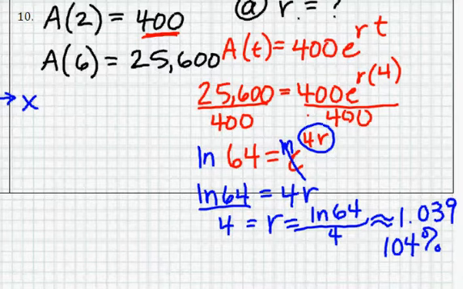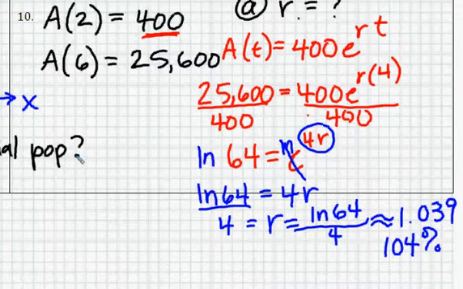So now, part B. Part B asks us to find the initial population. Sorry, I'm kind of writing off to the side right now, and I realize that you're not even going to see what I'm writing. So, what we're going to do is find our initial population since we now know our growth rate.